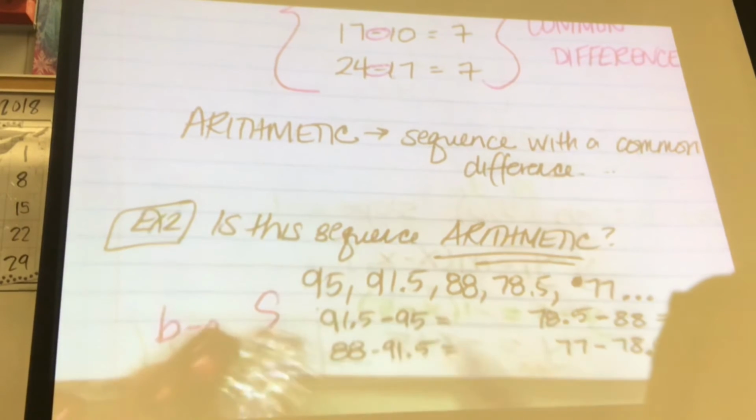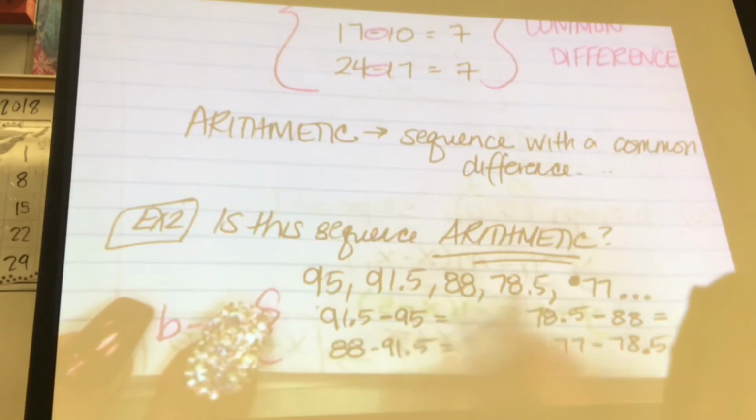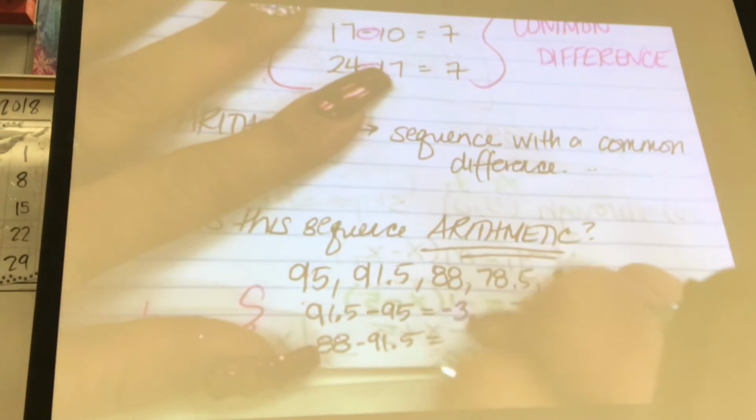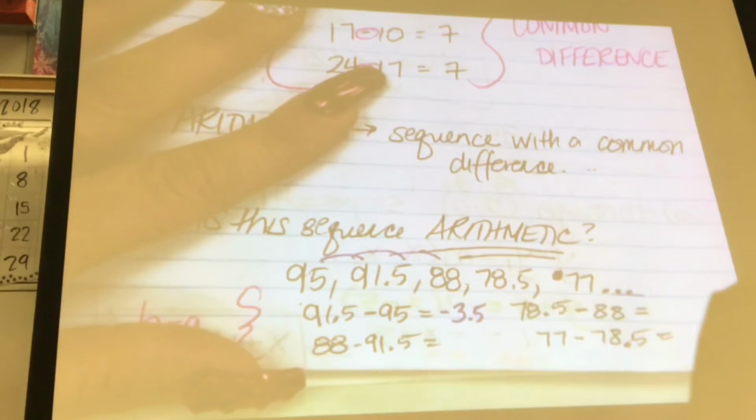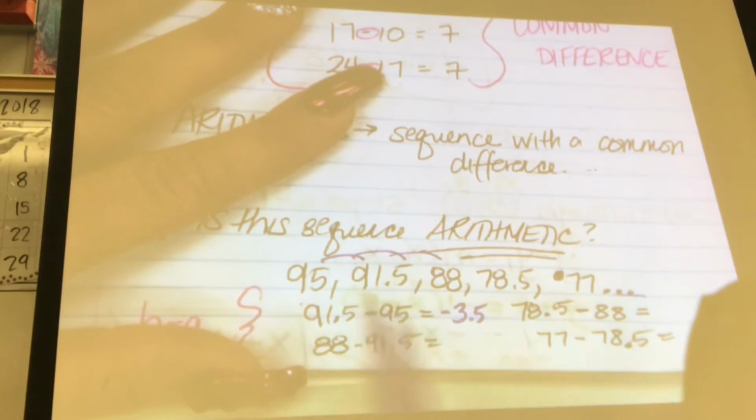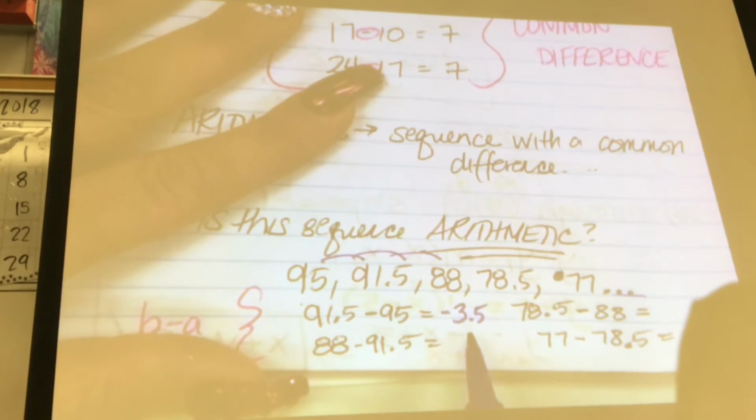Ben, what'd you get for this first difference here? Negative 3.5, which makes sense. Don't my numbers decrease? Aren't they going smaller and smaller? So yeah, your difference should be negative. I mean, you're adding a negative number to each one.